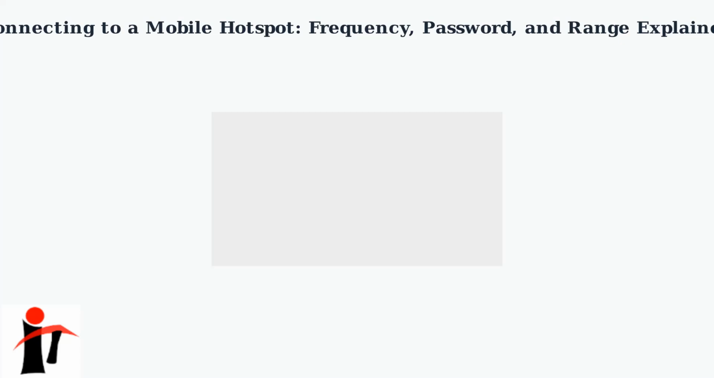Regarding frequency bands, 2.4 GHz offers a wider range up to 150 feet but slower speeds up to 600 megabits, while 5 GHz provides faster speeds up to 1.7 Gbps on Wi-Fi 6 but has a shorter range of 50 to 100 feet. Most modern hotspots auto-select bands based on conditions, but you can manually switch in the Settings app.